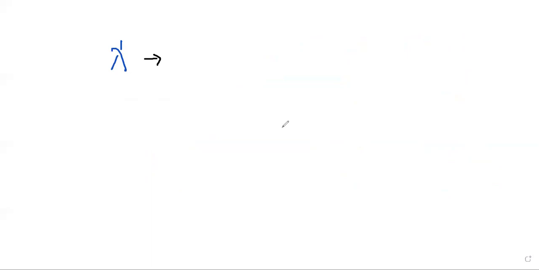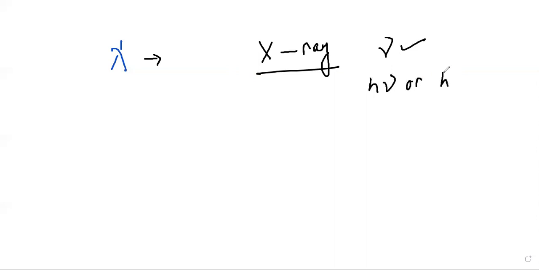So what the quantum theory says is, if I consider a monochromatic beam of X-ray of frequency nu, it consists of photons of energy h nu, or you can write h bar omega. If you want to write the energy, E is equal to h nu, where nu is the frequency of the incident photon and h is Planck's constant, so you can write it as h nu or h bar omega.